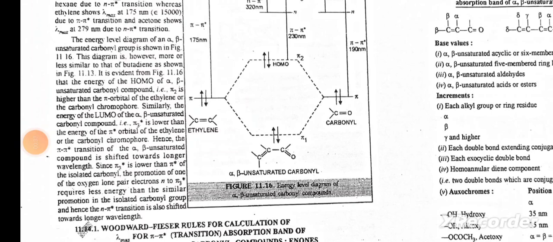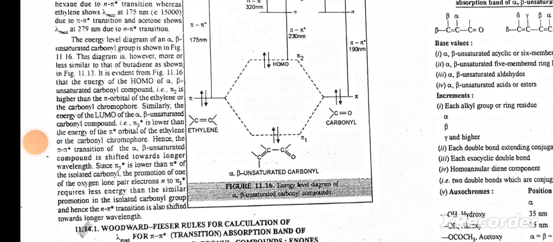This diagram is more or less similar to that of butadiene as shown in the figure. It is evident from the figure that the energy of the HOMO of the alpha beta unsaturated carbonyl compound is higher than the pi orbital of the ethylene or the carbonyl chromophore. Similarly, the energy of the LUMO of the alpha beta unsaturated carbonyl compound is lower than the energy of the pi star orbital of the ethylene or the carbonyl chromophore. Hence, the π→π* transition of the alpha beta unsaturated compound is shifted towards longer wavelengths, as π3* is lower than π* of the isolated carbonyl.